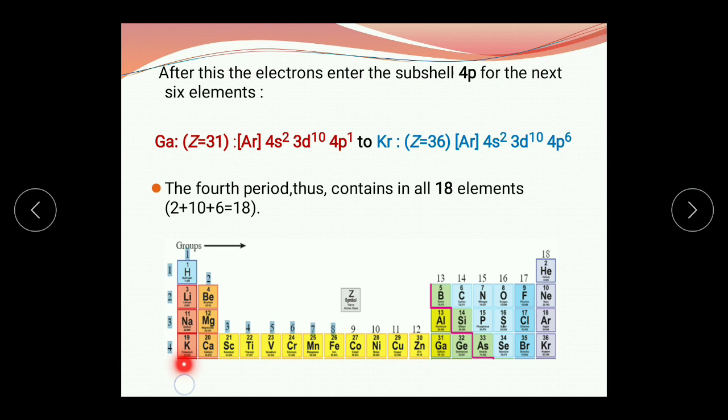That means 4s1, 4s2, 3d1 to 3d10, 4p1 to 4p6. That will be your fourth period.